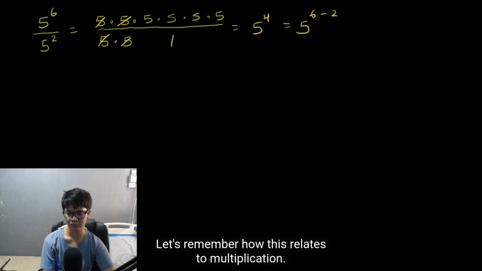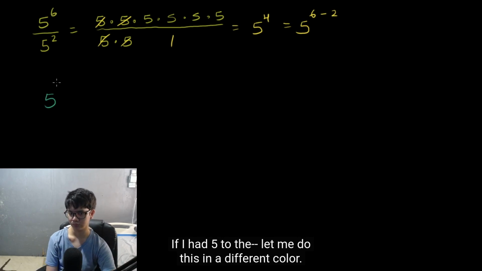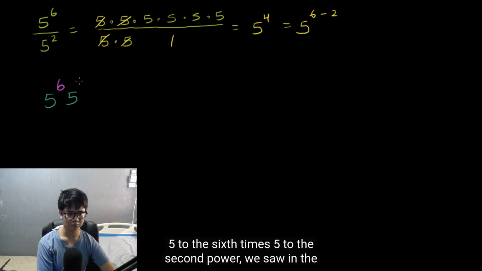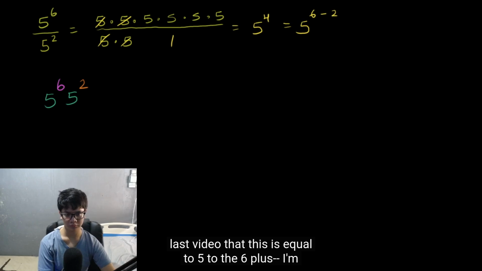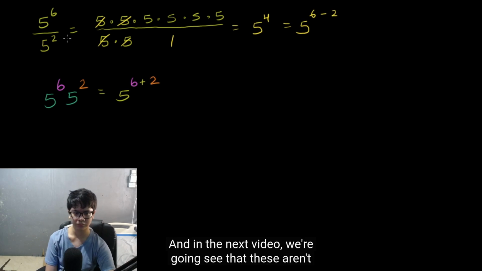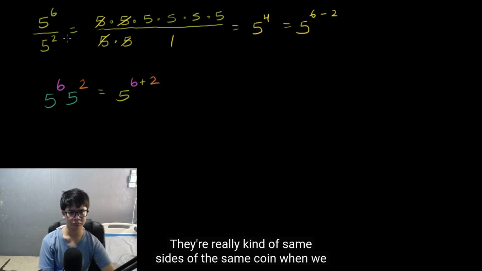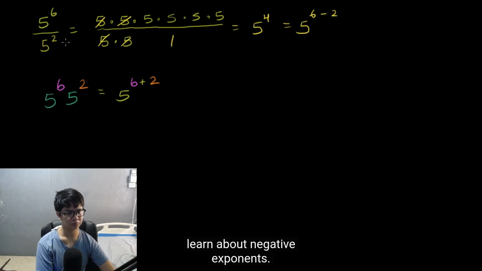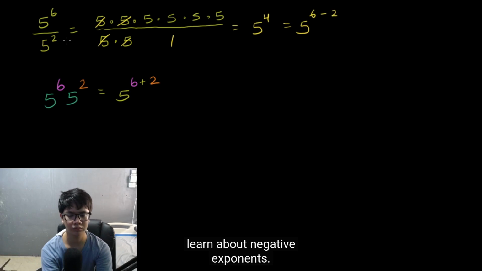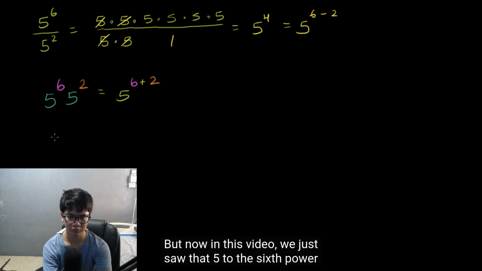And let's remember how this relates to multiplication. If I had 5 to the 6th times 5 to the 2nd power, we saw in the last video that this is equal to 5 to the 6 plus 2 power. Now we see a new property, and in the next video we're going to see that these aren't really different properties, that they're kind of same sides of the same coin when we learn about negative exponents.